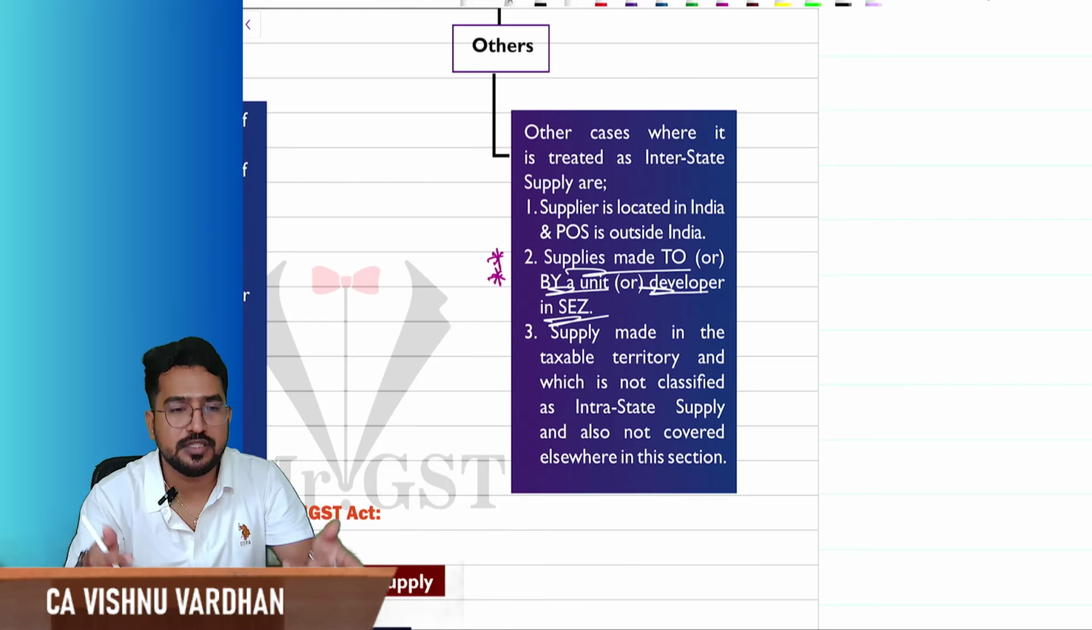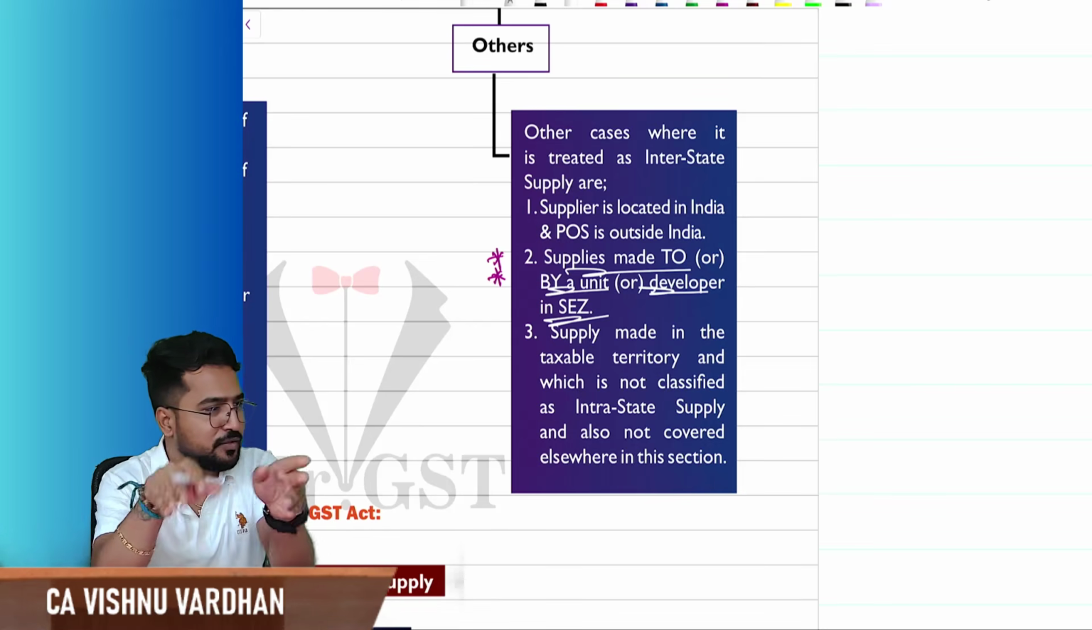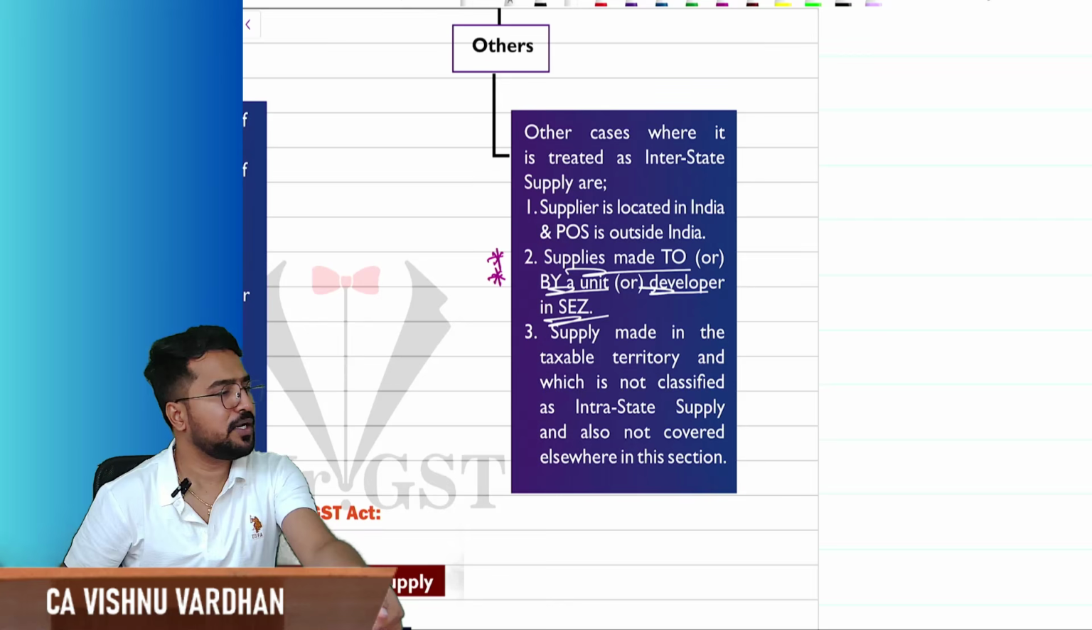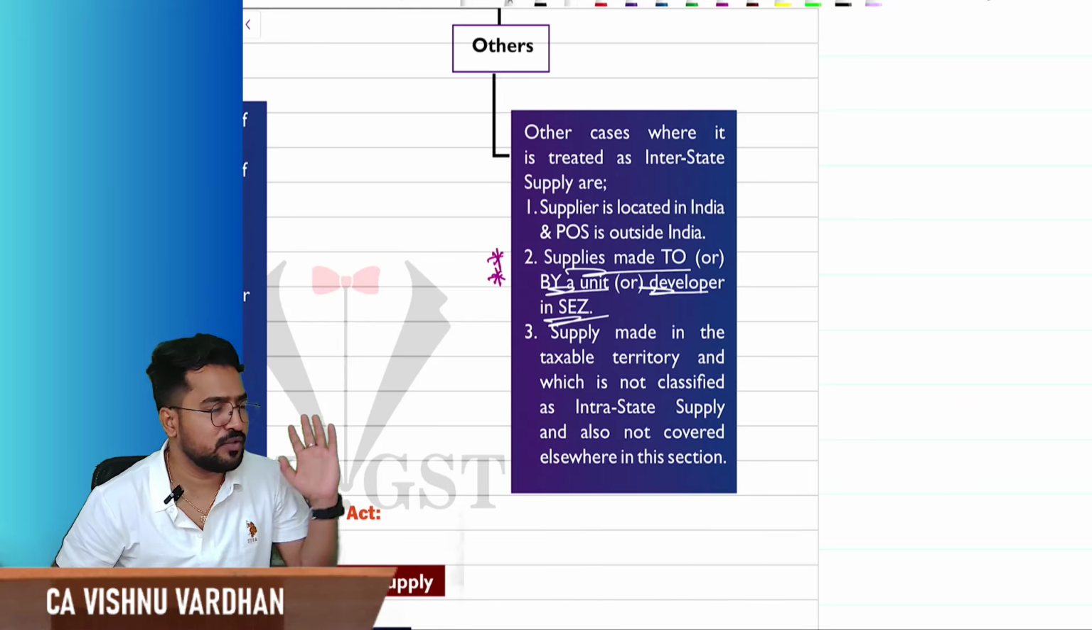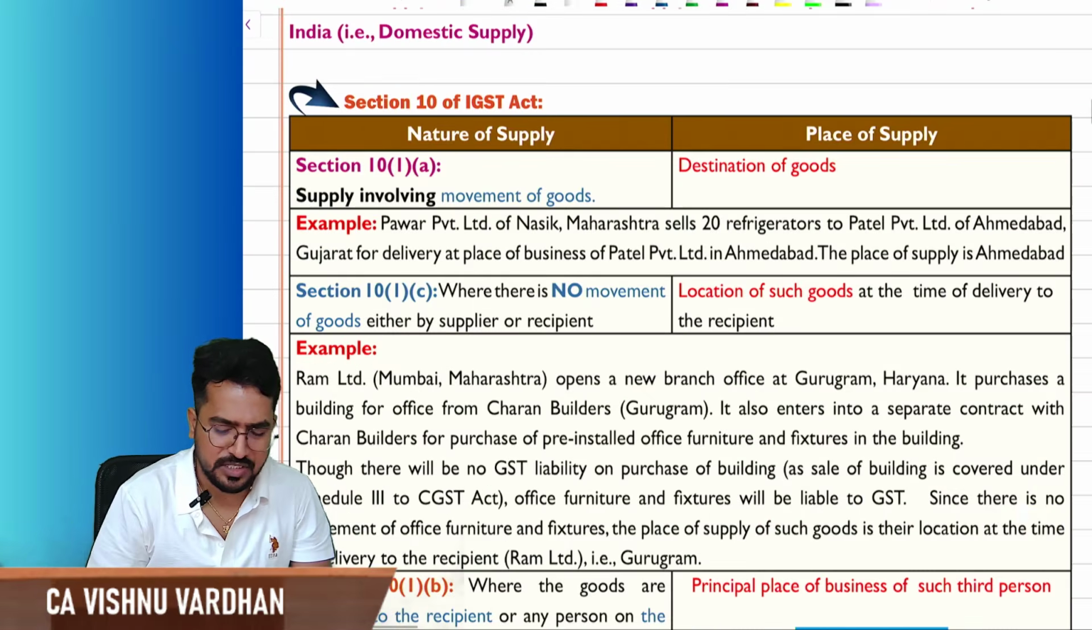We are in the same SEZ only. My office here, your office here. We make supplies, also interstate. Are you understanding the point? Because it is a supply made by an SEZ or to an SEZ, it is always what? Interstate supply. Okay. Now, let's go with section 10.